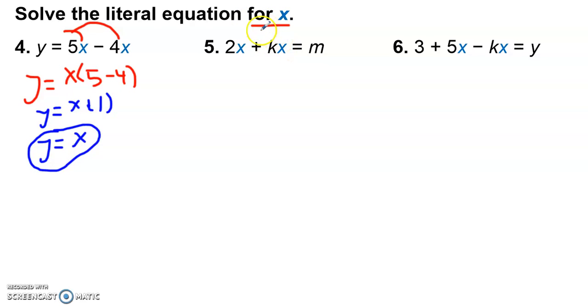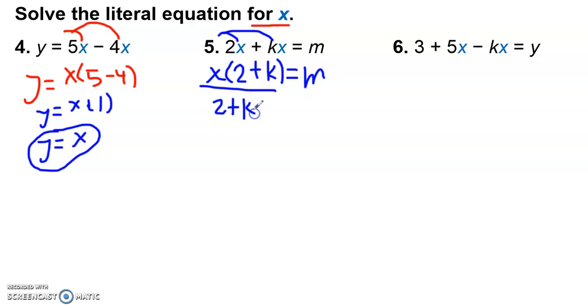Okay, we're going to take the x out of both of these. We're going to undistribute them. So if we take the x out of 2x, it's just 2. If we take the x out of kx, it's just k. And that equals m. So now these are multiplying, so we need to divide by 2 plus k on both sides. So these cancel right here, and x equals m over 2 plus k.